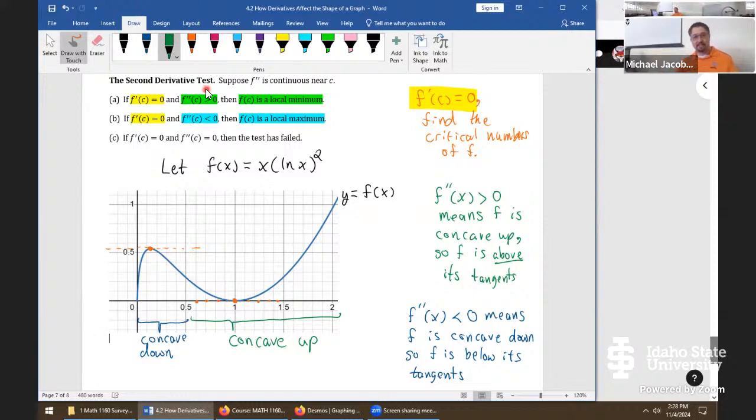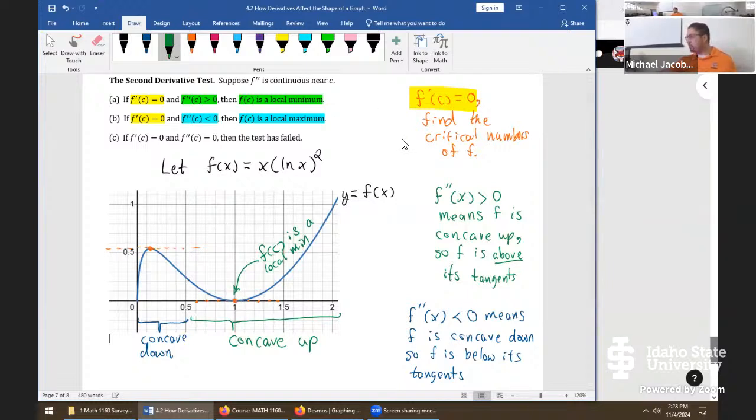Then, if your second derivative at the critical number is positive, so that you're concave up, that happened here, you get a local minimum. And looking at the graph, that actually seems correct. f at c is a local min in this problem.